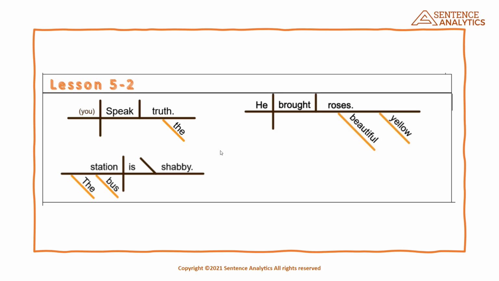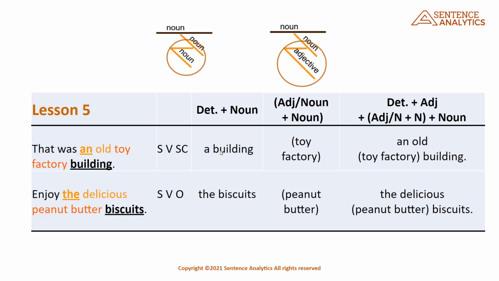One last thing. Sometimes adjectives in a string of other adjectives are actually describing one of the other adjectives, not the noun they're under. Let's look at this first example. That was an old toy factory building. The structure of the sentence is subject that, verb was, direct object, building. Most of the adjectives before building directly describe the building. A or an building, old building, toy building, factory building.